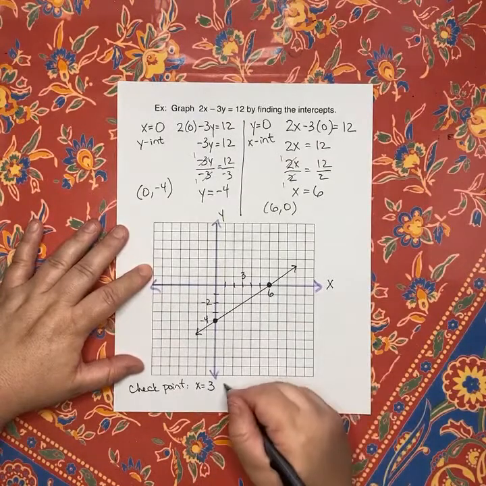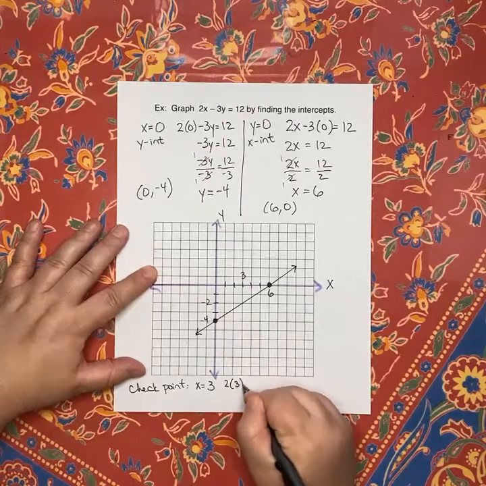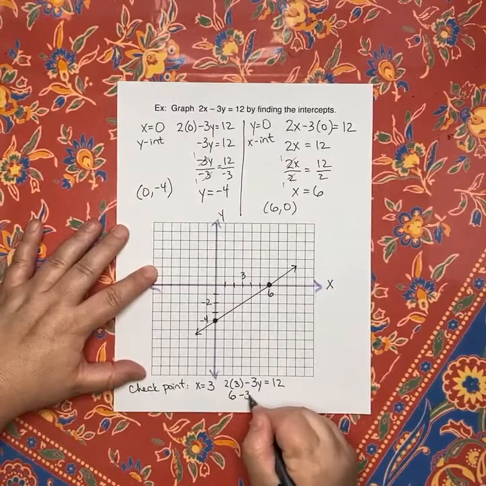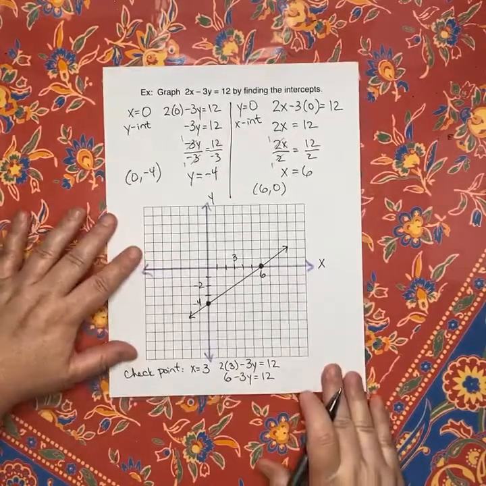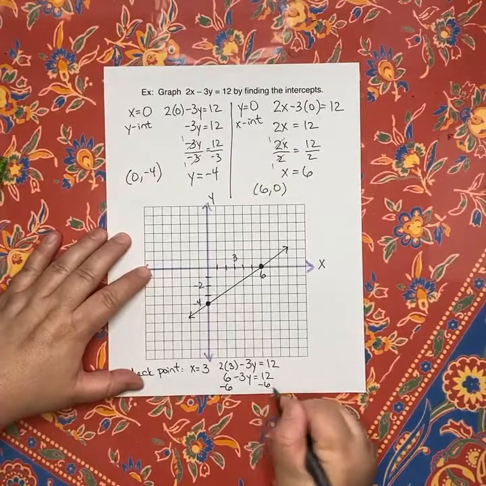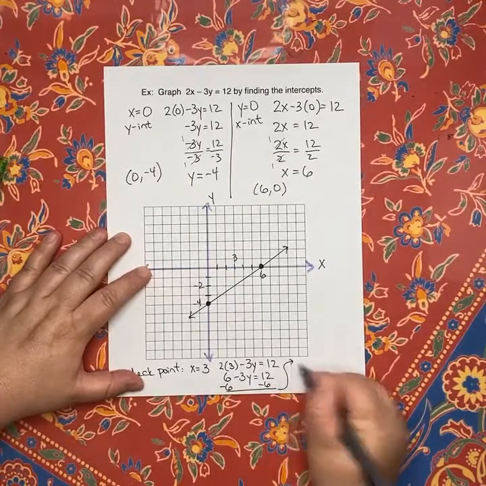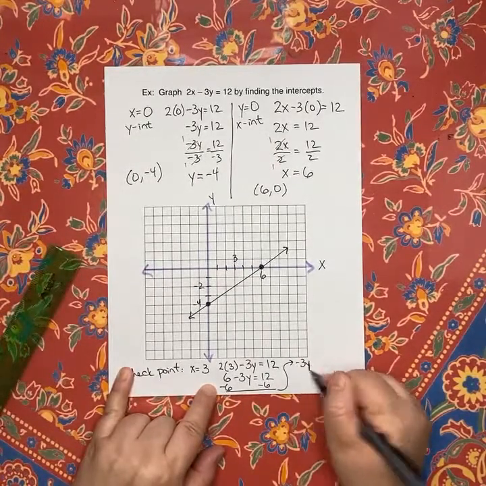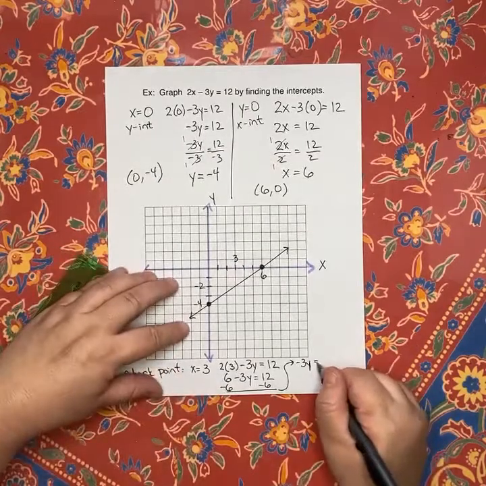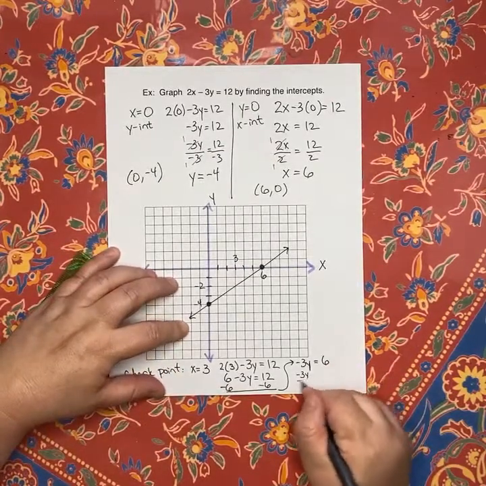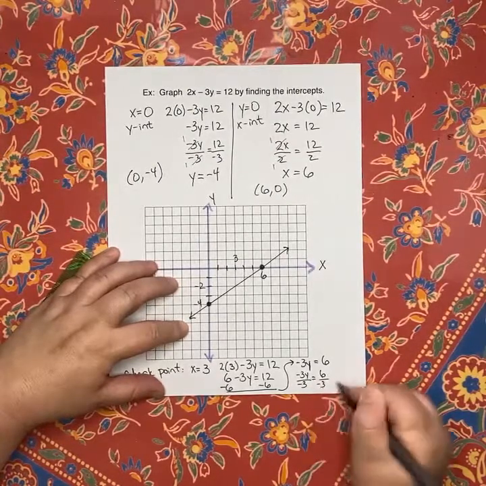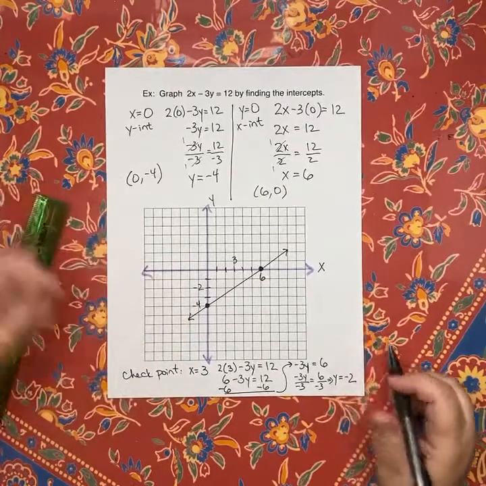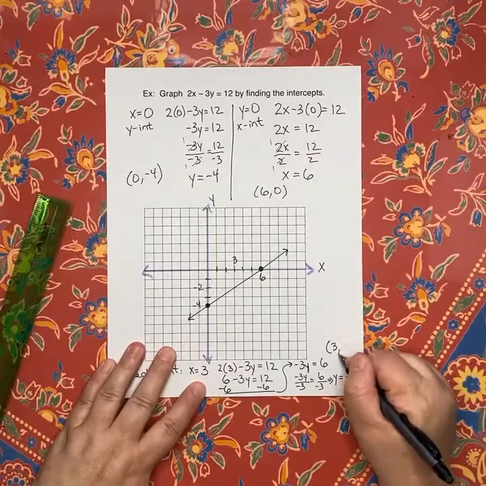So let me try x equals 3. I get 2 times 3 minus 3y equals 12. So that's 6 minus 3y equals 12. Subtract 6, subtract 6. I get just the negative 3y over here, and on the right-hand side, 12 minus 6 is 6. Divide. y equals negative 2. So I've got the point 3, negative 2.